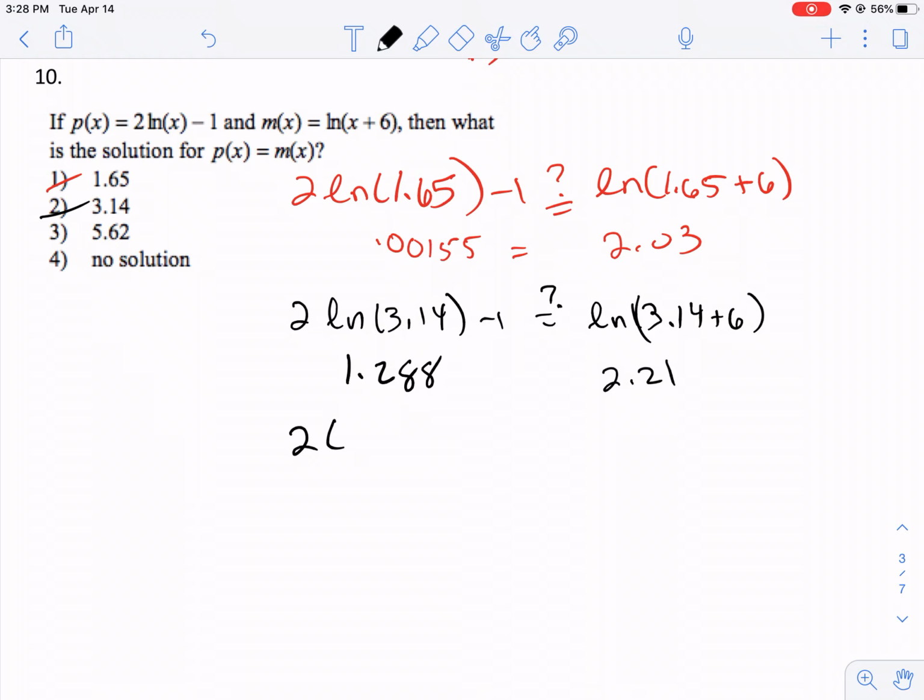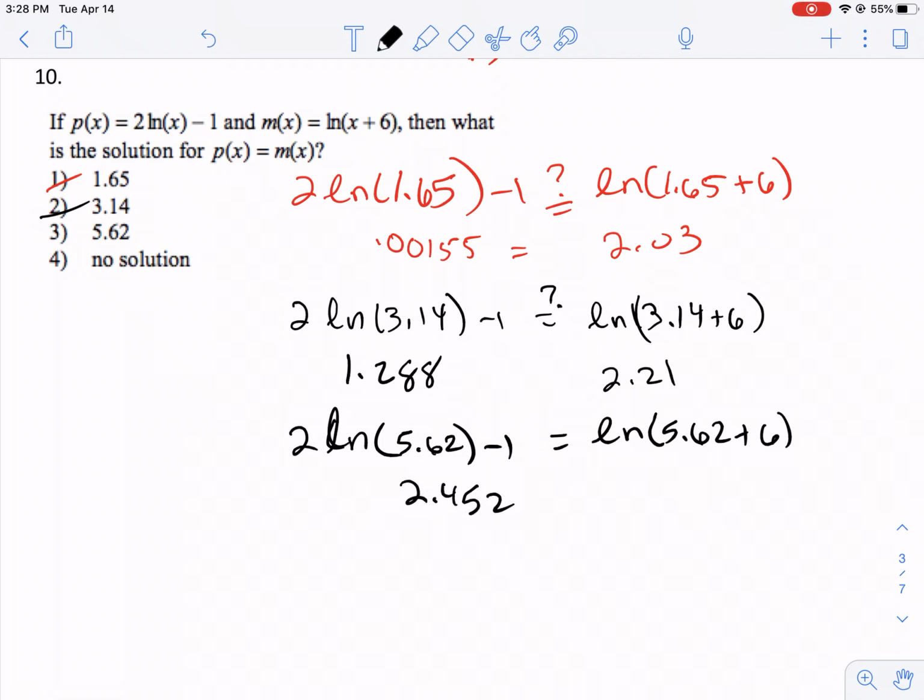Alright, 2 of ln 5.62 minus 1 equal to the log of 5.62 plus 6. 2 log 5.62 in parentheses minus 1. I'm getting 2.452. And ln of 5.62 plus 6. And hey, I'm getting the same thing. So the answer is number 3. The most direct and easiest way to go, if you ask me.